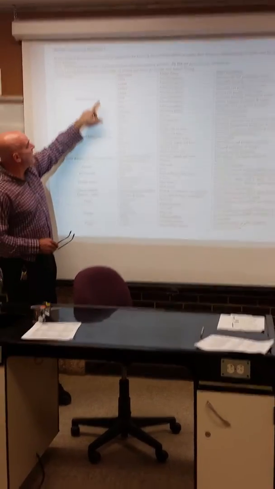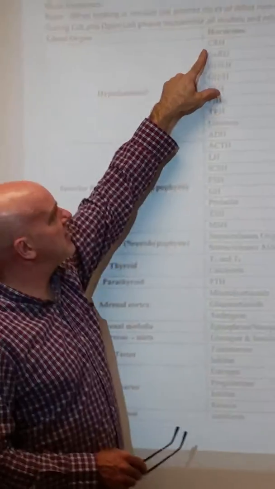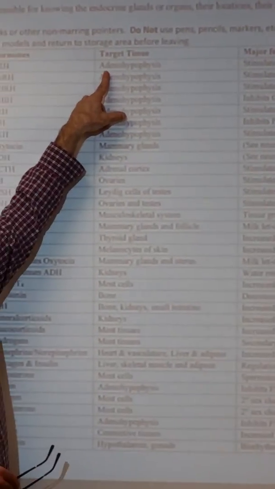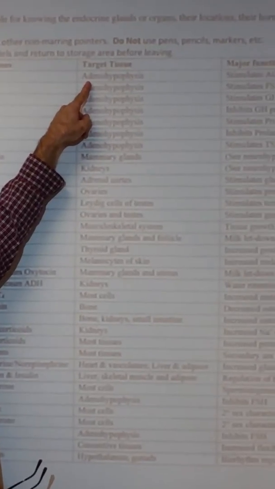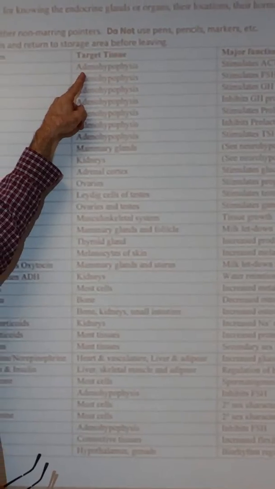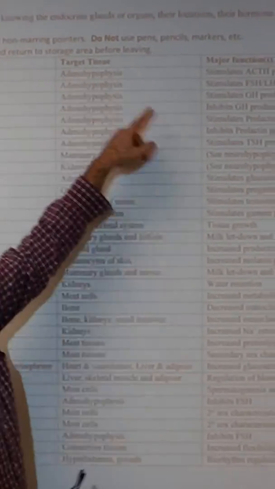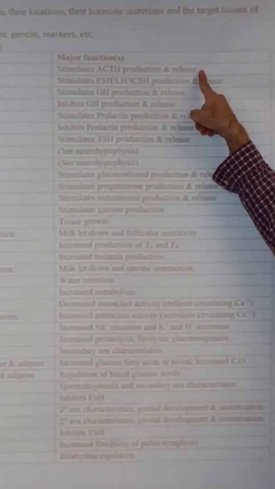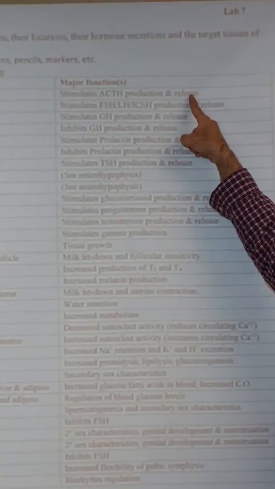So let's just do one of them. Look at hypothalamus secretes CRH. CRH, corticotropin releasing hormone, goes to the adenohypophysis, the anterior pituitary, another name for it. What's it tell the anterior pituitary to do? It tells it to secrete ACTH. So the hypothalamus makes CRH, it goes to the anterior pituitary and tells it to release ACTH.